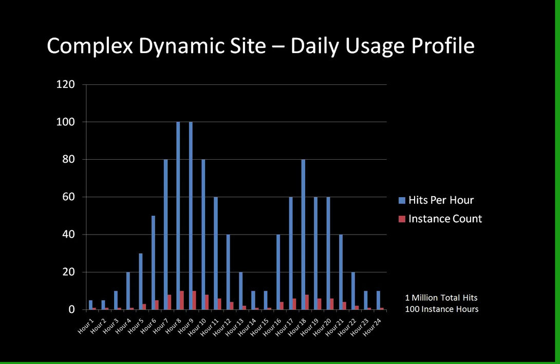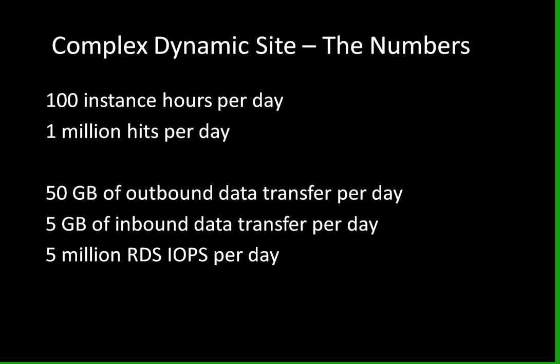And then the red lines, they're down at the bottom, represent the corresponding number of EC2 instances that we will need in order to serve up that traffic. Remember, we decided that each instance could serve up 10,000 hits per hour. So this nicely rounds up to exactly 1 million total hits for the day and 100 instance hours. So I carefully chose these numbers to give us nice round numbers for ease of calculation. So when we look at this, and we actually do a little bit of summing across the day, we're going to be running 100 instance hours per day and 1 million hits per day.